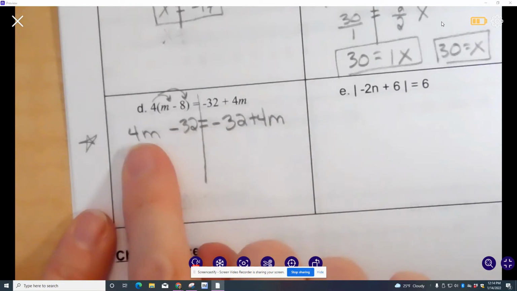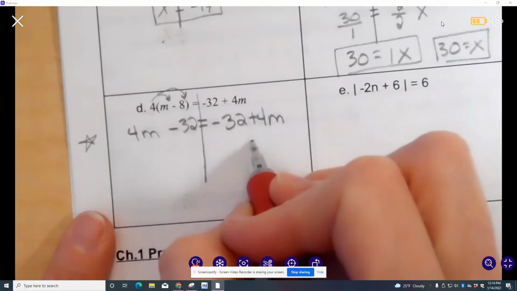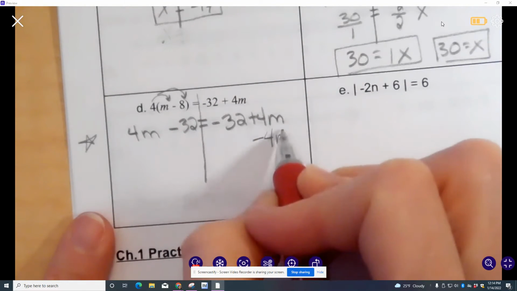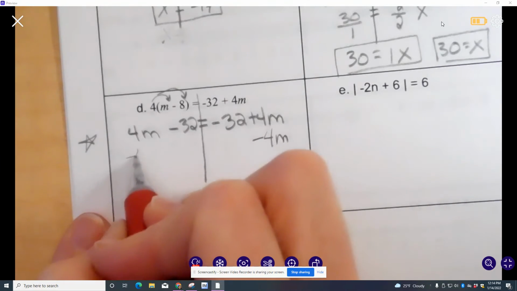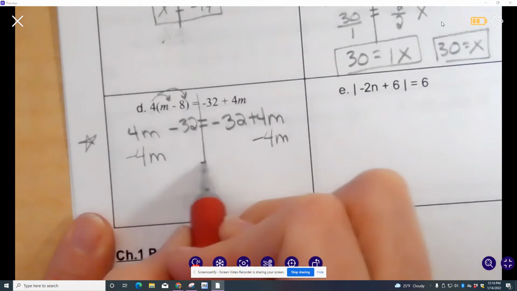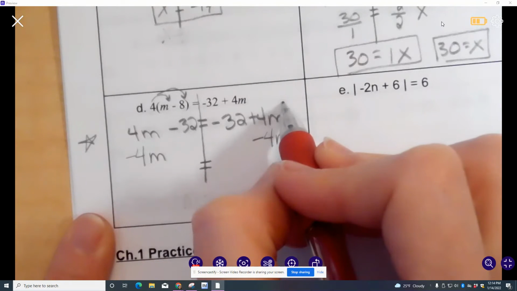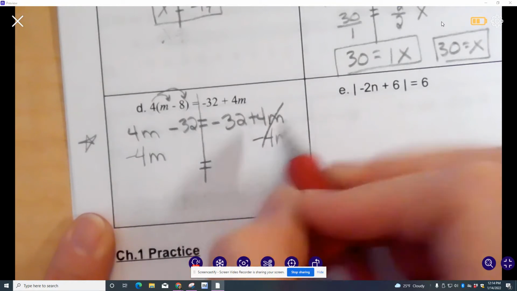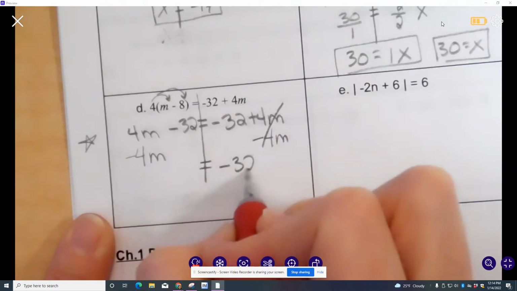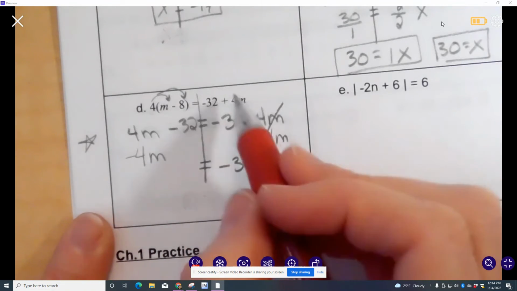So let's say I'm going to gather my variables over here. I'm going to minus these 4m's from this side. Whatever I do to one side, I have to do to the other. So over here I have negative 32, and then positive 4m and negative 4m makes a 0. So that's what I wanted. I wanted them gone from over there.